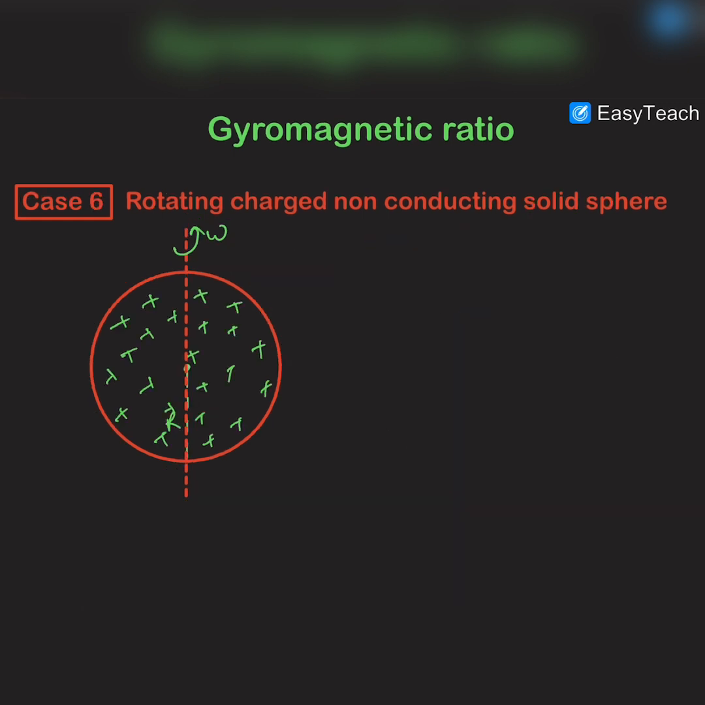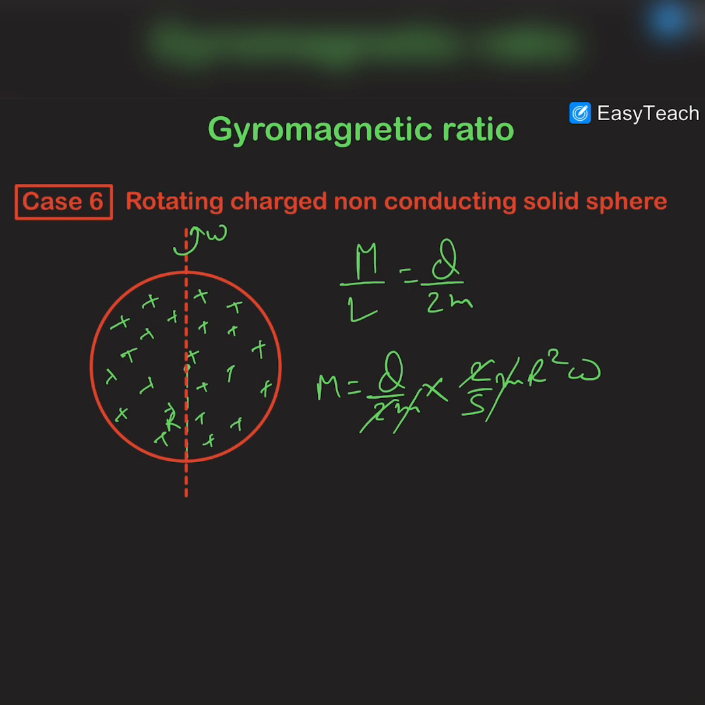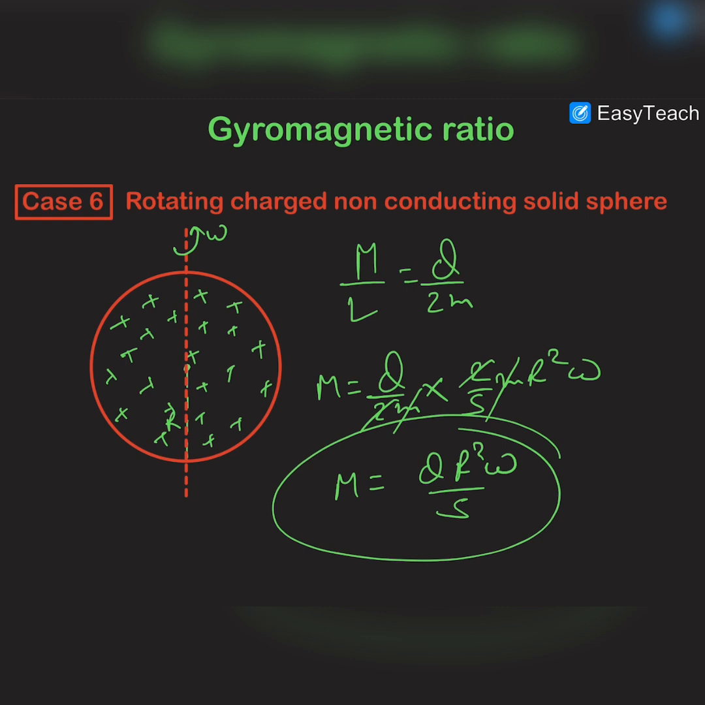Now in the case of a solid sphere, we know that M by L will be equal to q by 2m, and M will be equal to q by 2m into L. L is 2 by 5 m r square omega, and therefore M will be equal to q r square omega by 5. This will be the magnetic moment created by a solid, uniformly charged, non-conducting, rotating sphere.